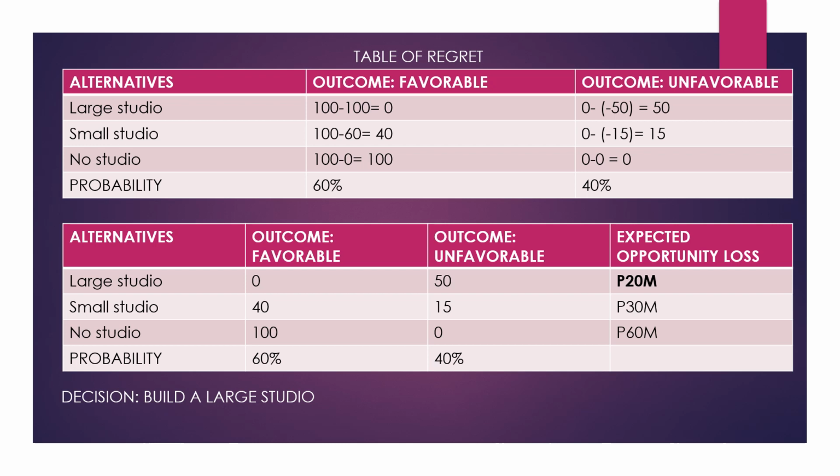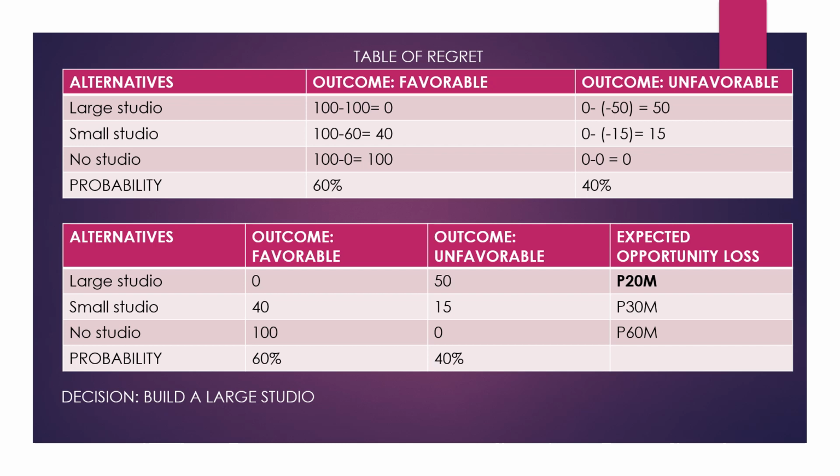For the small studio, the same formula. Why plus? Of course, we add because the probabilities of occurring total 100%: 60% favorable and 40% unfavorable. So always take note of that: it is always plus, to make it 100% for each alternative.